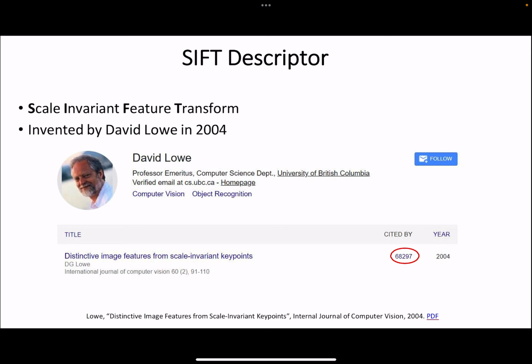SIFT is short for scale invariant feature transform, invented quite a long time ago, right? 20 years ago, by David Lowe. He's at this moment a professor at University of British Columbia. The citation number could depend on which community you are going to study, but this citation number is quite huge, about 68K. This is very huge, and still widely used. SIFT is very seminal work in computer vision history.